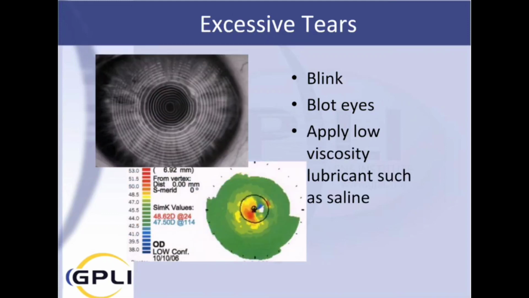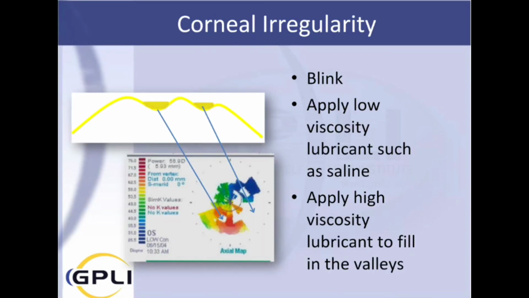If there are excessive tears, such as a patient whose eyes are watering, or a high viscosity agent was applied to the eyes, the mires may also run together. Wherever mires are running together, there will be data loss. To help with excessive tears, ask the patient to blink, blot their eyes, or even apply a low viscosity lubricant such as saline. If the cornea is highly irregular, there may also be missing data. First, ask the patient to blink and try adding a low viscosity lubricant. But in some cases, that may not help.